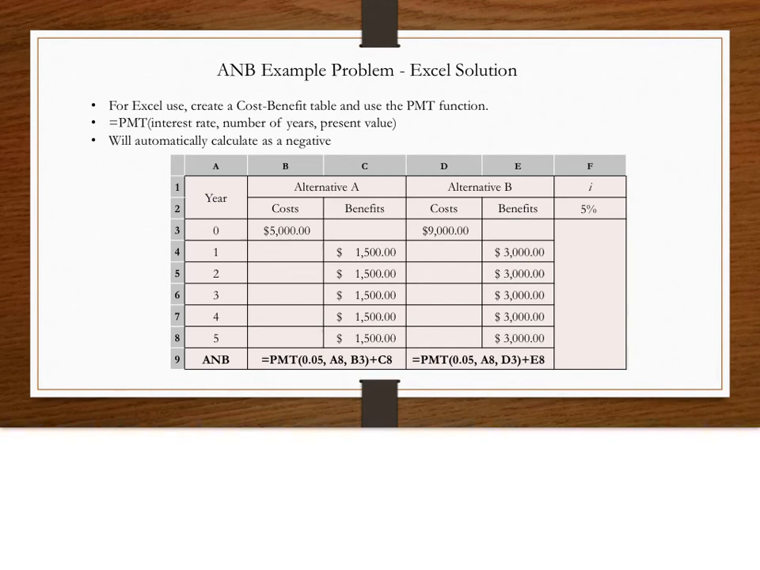For an Excel solution, we can use the PMT function. With this function, we type in PMT into the cell, and we first select the cell containing the interest rate, in this case, cell F2. Then, we select the cells containing the number of years in this series. In this case, we select the cell containing 5, so cell A8. This is used for both alternatives.